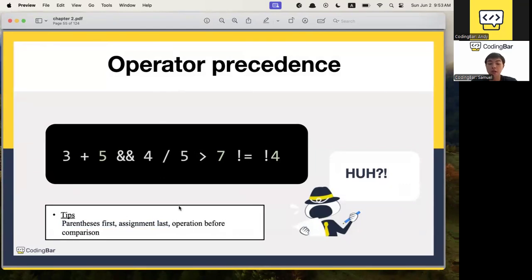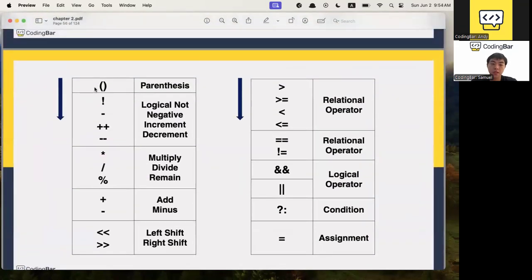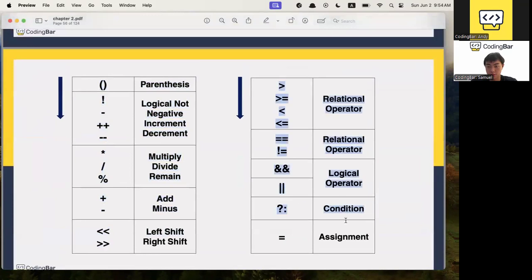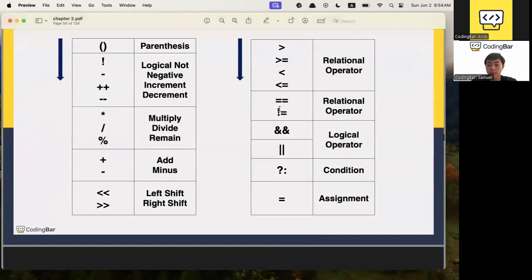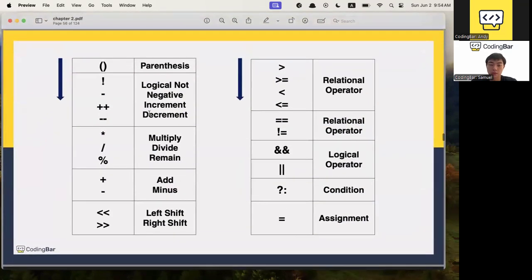What does this mean? This means we have to calculate, for example, if we look at this, we have 4 divided by 5 greater than 7. We are going to calculate this first before we do the comparison. So we compare this and this. And there's a sheet on this. Parenthesis first, and then there are the logical operators, increment, decrement, something like this. Parenthesis first and assignment last.